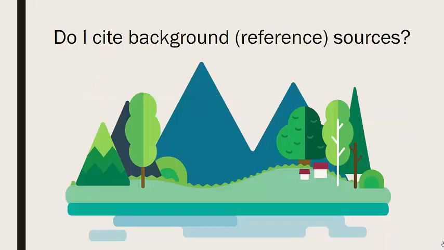Do you cite reference sources? First, let's think back to what background knowledge is. Background knowledge generally concerns well-established facts and general knowledge. This is opposed to foreground research, which helps you develop an answer or thesis for your research question. You find this foreground information in books and credible sources, like scholarly articles.